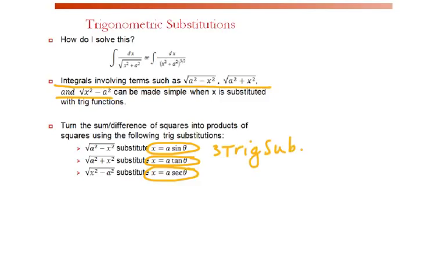And the goal is to go from sums and differences of perfect squares to products. Okay, so we're going to go from plus or minus to products. And that's going to involve the Pythagorean identities.